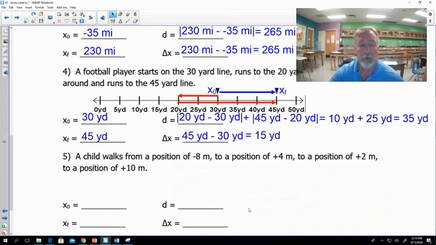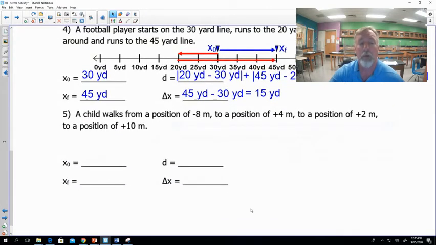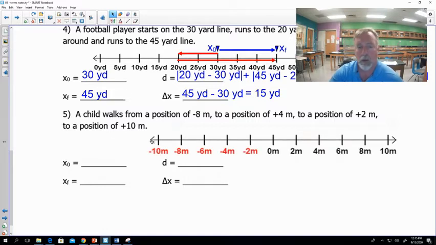Let's do one more example here, guys. Let's talk about a child walking from a position of -8 to a position of 4, then back to 2, then back over to 10. Again, let's put our number line in. And where are we starting? So we're going to start here at -8 meters. Right? Now our child is going to move up to 4 meters.